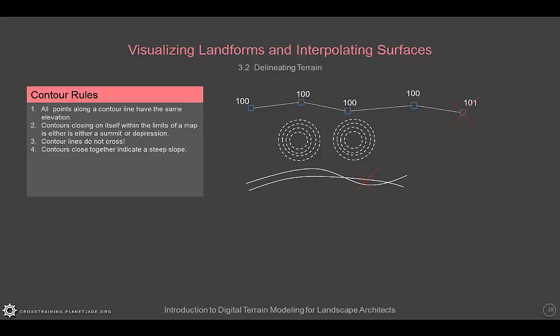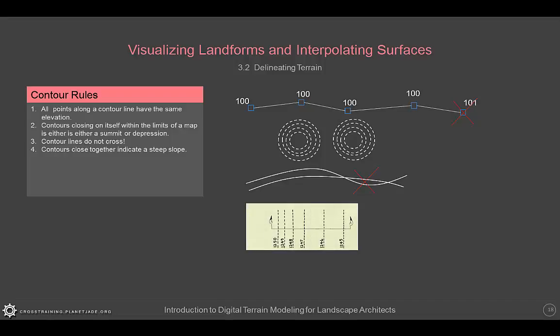Number 4, contours close together indicate a steep slope. So remember, in our previous example, we took a look at this. So if the contours are really close together, that means that area is going to be really steep. Contours spaced far apart indicate a flat area with very slight grade. So again, in our example, that would be the stuff on the right side where the contours are very far apart. The steepest area will be perpendicular to contour.